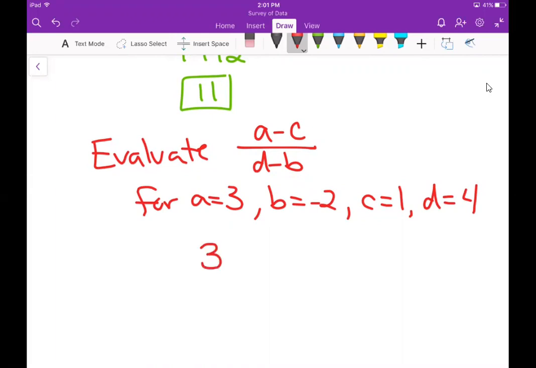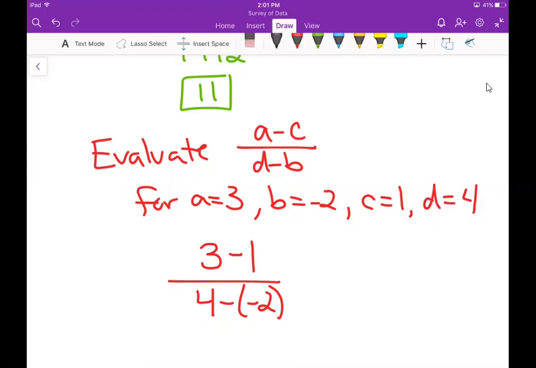A is 3 minus C, so make sure you actually plug in the value for C. That's 1. D is 4 minus B, which is -2. Again, when I'm plugging in a negative number, I like to put it in parentheses to make sure I have all the negatives in there I need: the one from the expression and the one from the number I'm plugging in.